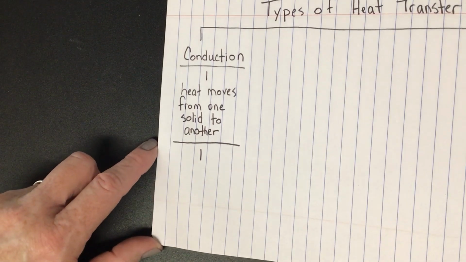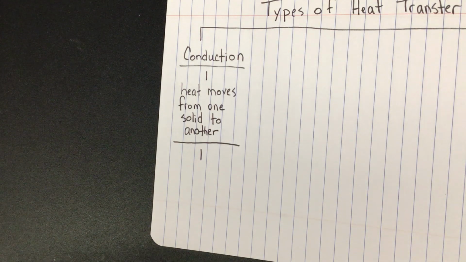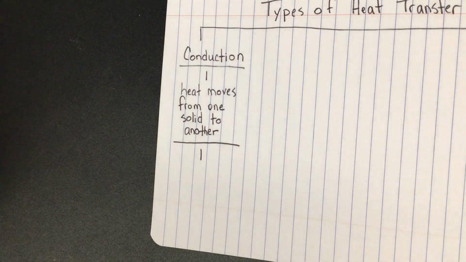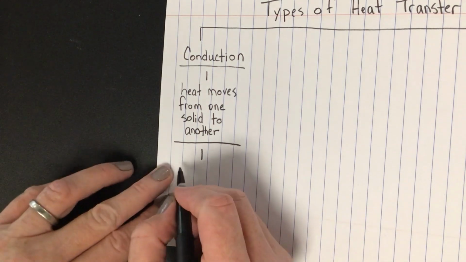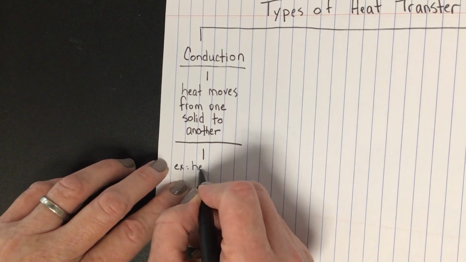Okay, one of the examples was, it said when you turn the stove on to heat up a pan, the heat moves from the burner to the pan. The heat in the pan moves to the food you were cooking. We're going to shorten that to just the example would be heating up a pan.